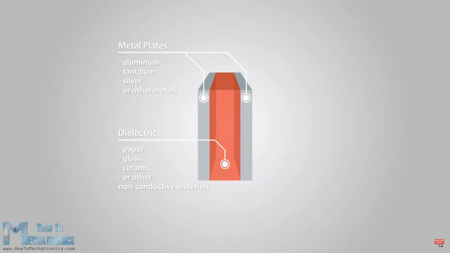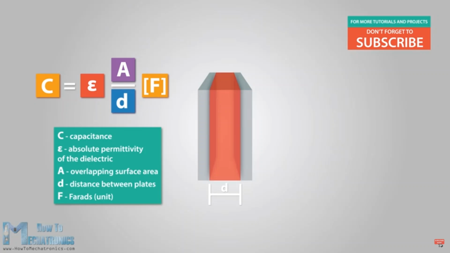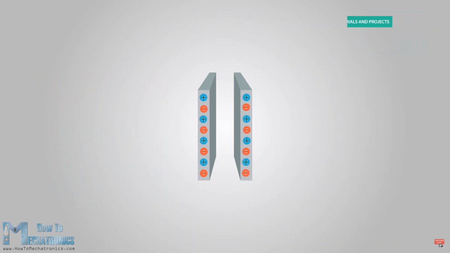The capacitance of a capacitor, measured in farads, is directly proportional to the surface area of the two plates, as well as the permittivity of the dielectric, while the smaller the distance between the plates, the greater the capacitance. That being said, now let's take a look at how a capacitor works. First, we can note that a metal typically has an equal amount of positively and negatively charged particles, which means it's electrically neutral.